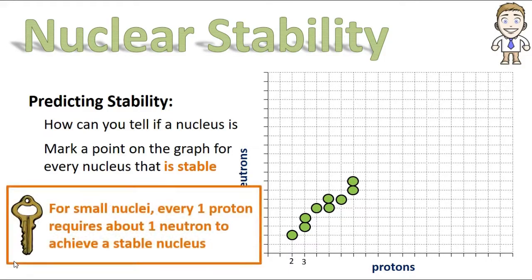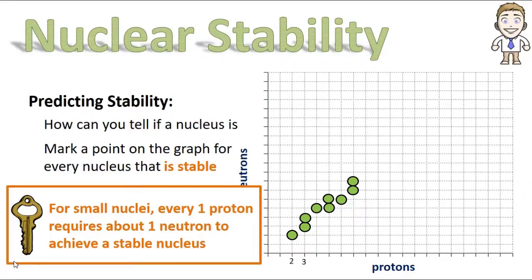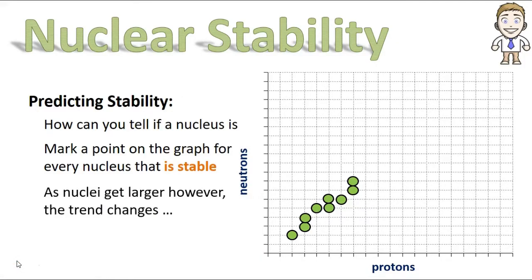You can eventually see that for small nuclei, the ones we've seen so far, for every 1 proton, it requires about 1 neutron to achieve a stable nucleus. That's why carbon was stable with 6 protons and 6 neutrons. We see a pretty obvious trend emerge. And it would be really nice if this trend continued for all atomic nuclei, but unfortunately it doesn't. As nuclei get larger and larger, the trend actually changes.